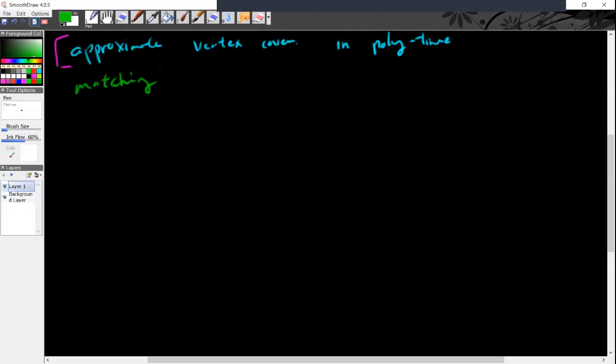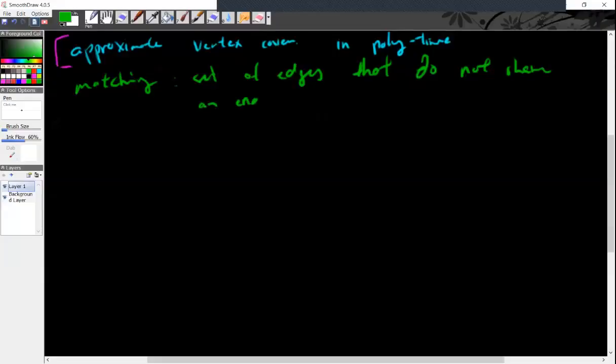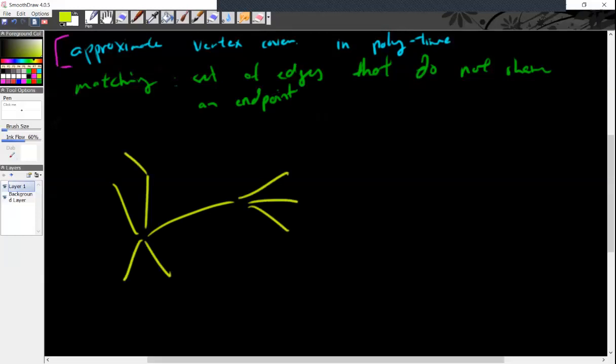A matching is just a set of edges that do not share an endpoint. For example, if I give you a graph, let's say I drew it out and it kind of looks like this. Let's start throwing stuff into the matching. Let's say I could throw this into the matching. After I throw this into the matching, I think I can just throw this into the matching. That should be good enough. So, for example, this would be a matching.